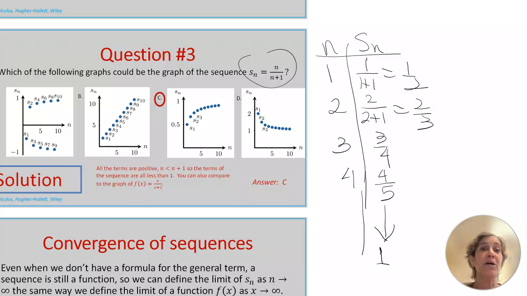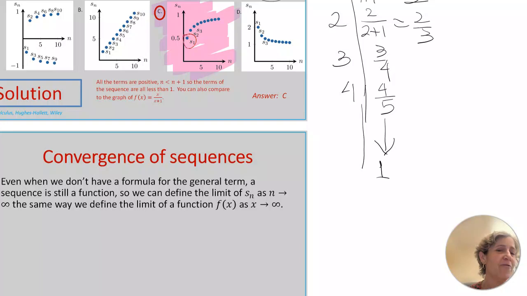Even if n is 1,000,000, then my term would be 1,000,000 over 1,000,001, but they're going to get closer and closer to 1, which was why they decided that it has to be this choice C, right? Here I'm starting out at 1/2, and then my points keep getting closer and closer to 1, but never reach 1. So this is a nice visual way to see what the terms in my sequence might be doing.